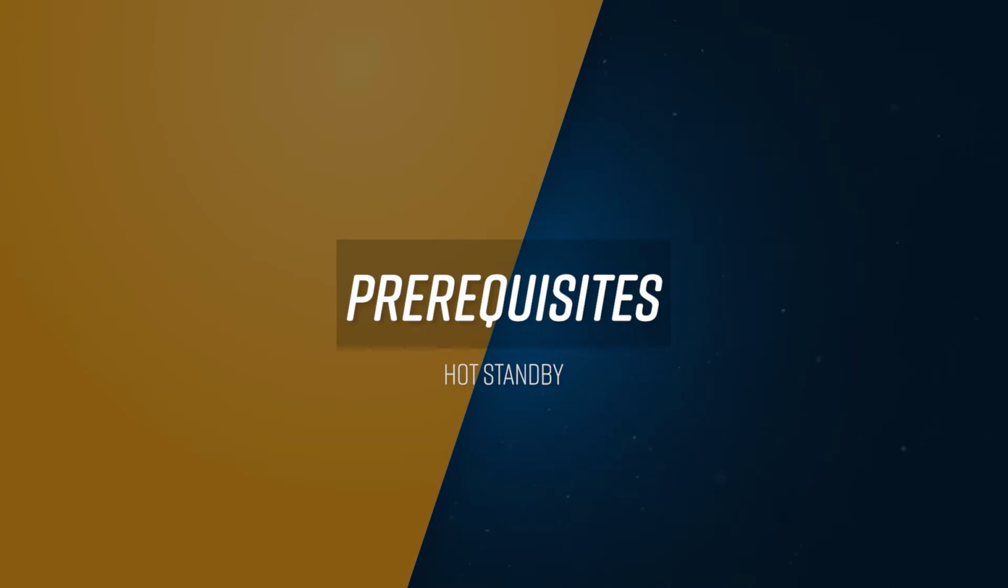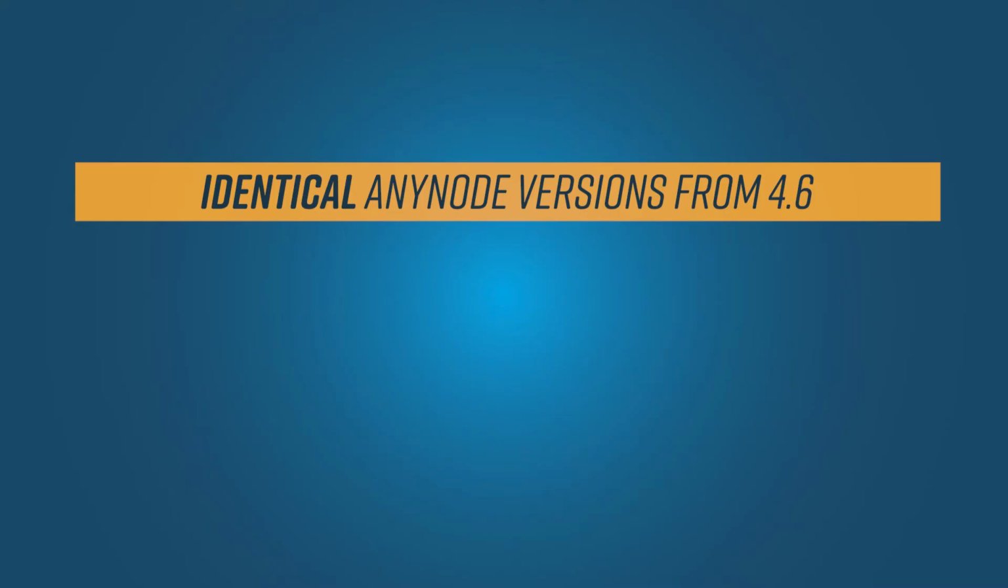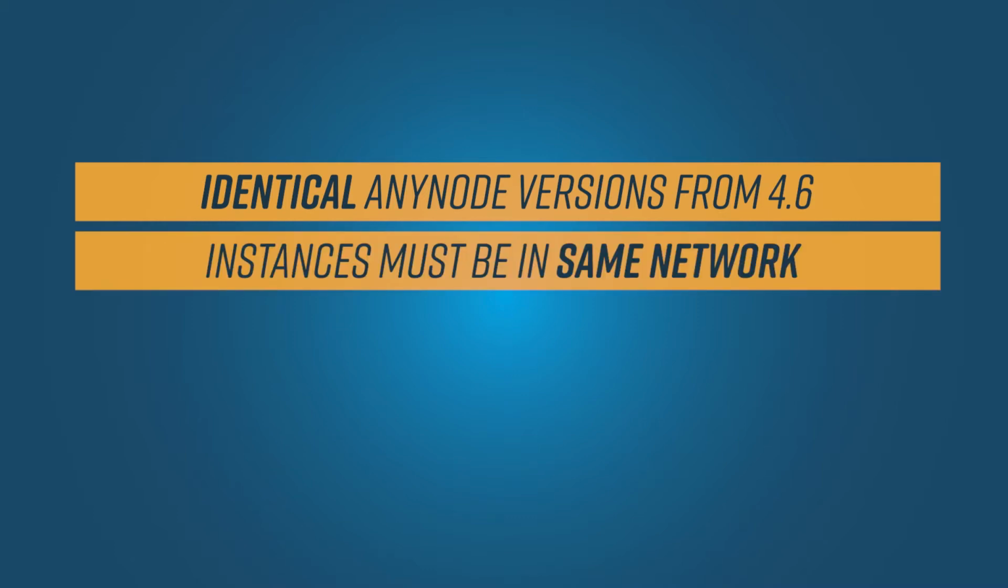To successfully configure a hot standby, you need the following prerequisites. Two identical anynode versions 4.6 or later, installed on a primary and secondary system, and located on the same network.